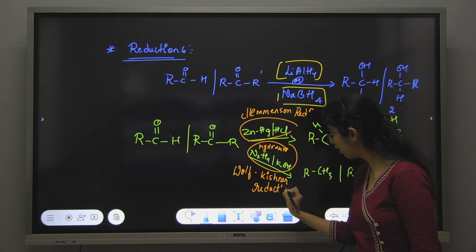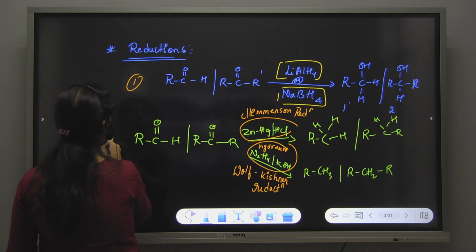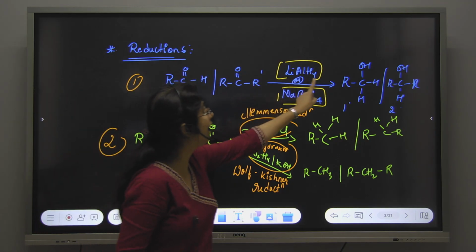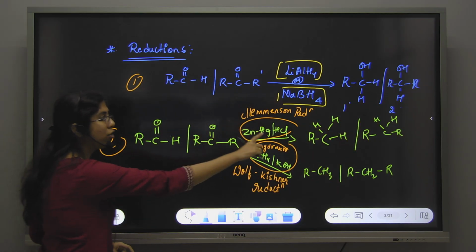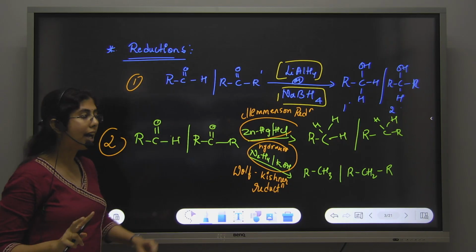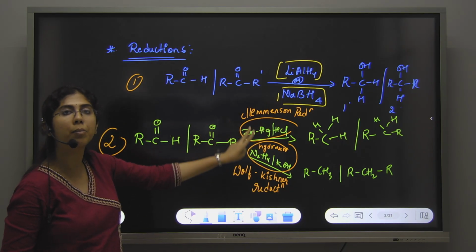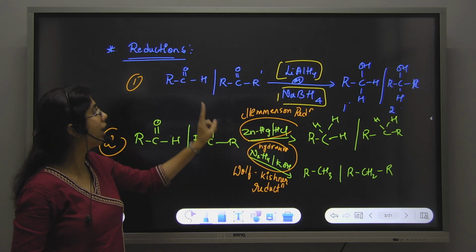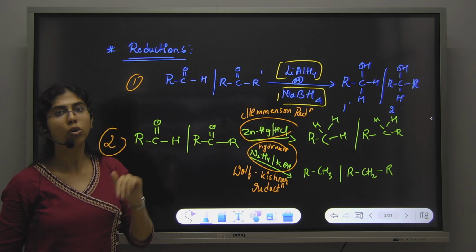Look, there are two kinds of reduction. One where you convert the keto or aldehyde group to alcohol. Another where you convert that oxygen to alkane. If you want to convert to alkane or hydrocarbon, there are two named reactions, zinc amalgam HCl and Wolff-Kishner. For alcohol, lithium aluminum hydride or sodium borohydride. Now this is too important.